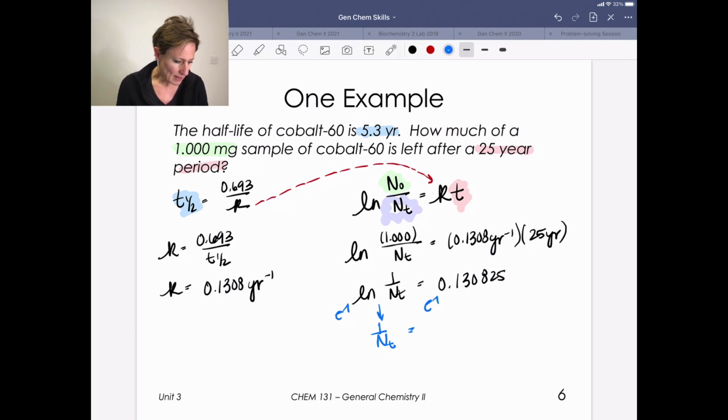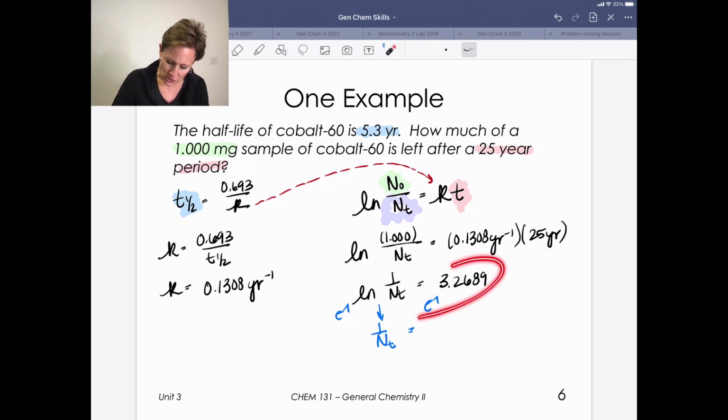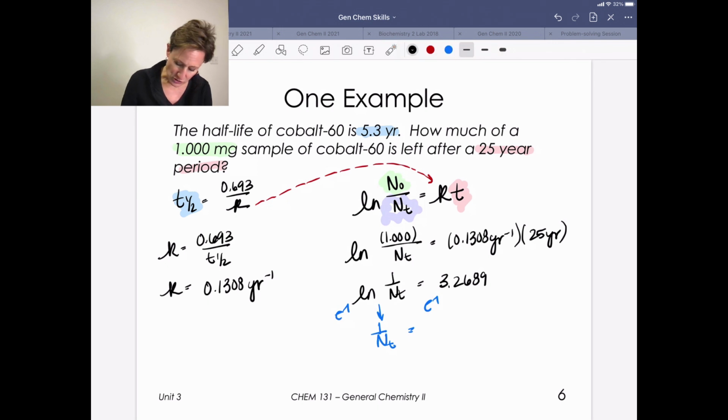0.130825, that's going to end up giving us, oops, I actually didn't put the right value in here. I didn't multiply those together. This is 3.2689. My apologies. 3.2689. So when you take e to the 3.2689 in your calculator, you're going to get 26.281. So it's very important that you understand how to do that algebra, how to separate out that n sub t from that ln equation.